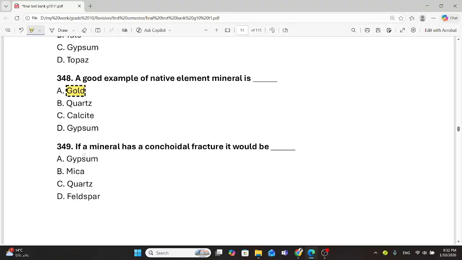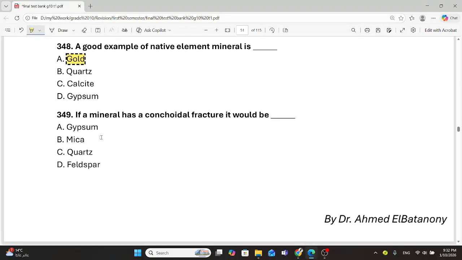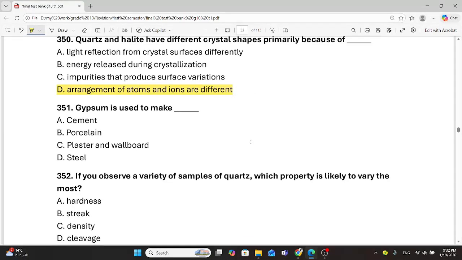If a mineral has a conchoidal fracture, it would be quartz. Quartz and halite have different crystal shapes primarily because the arrangement of atoms and ions is different.